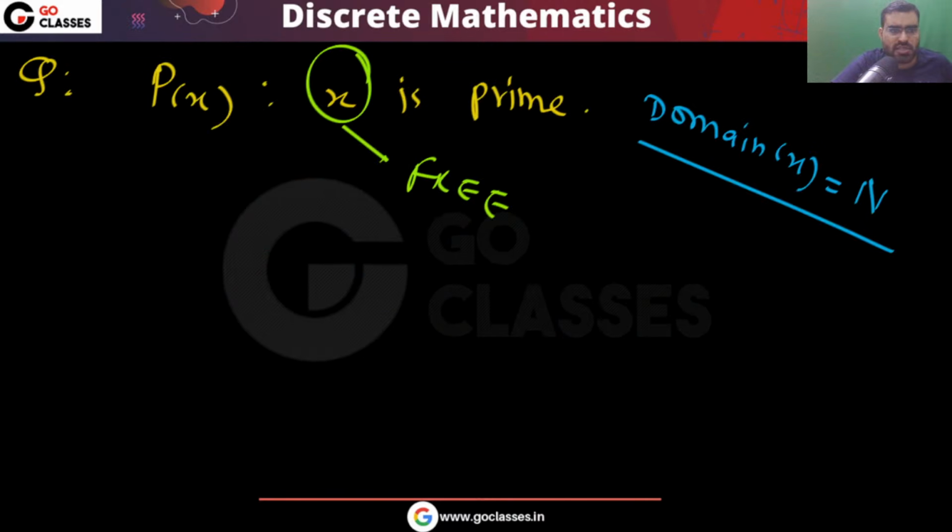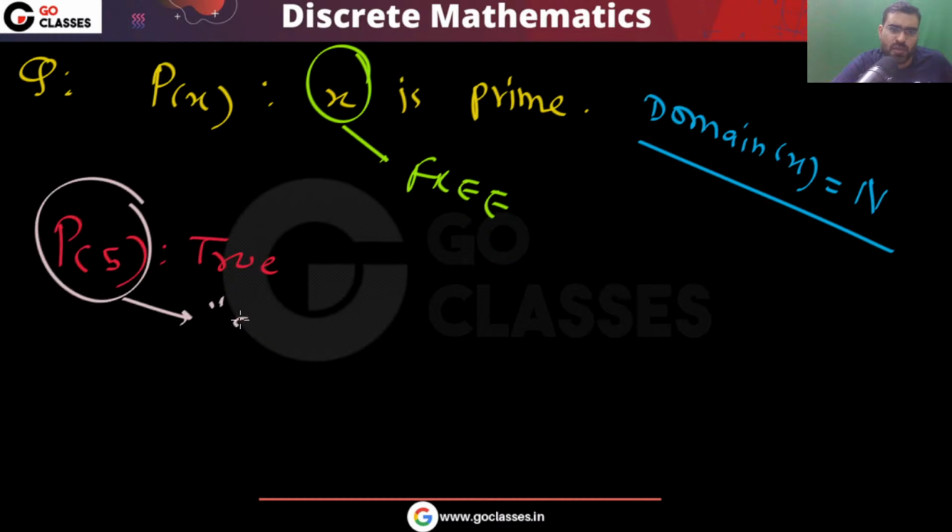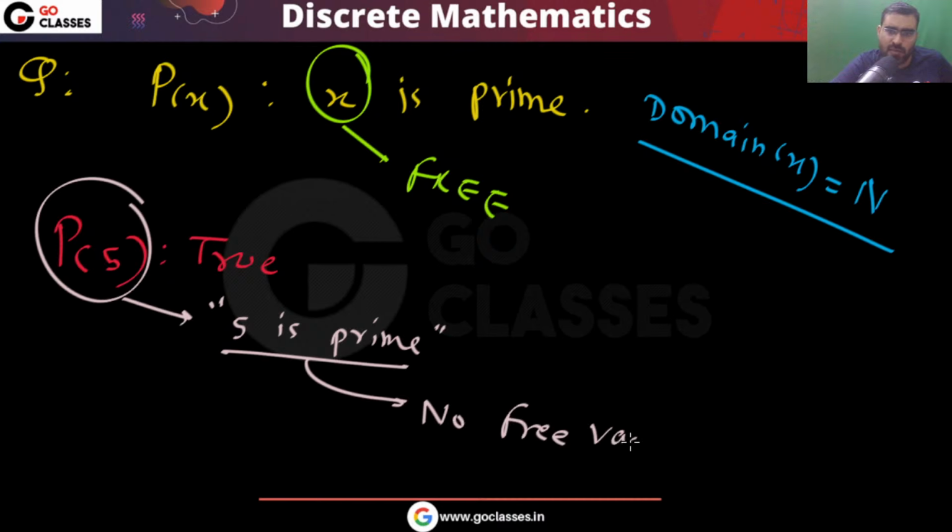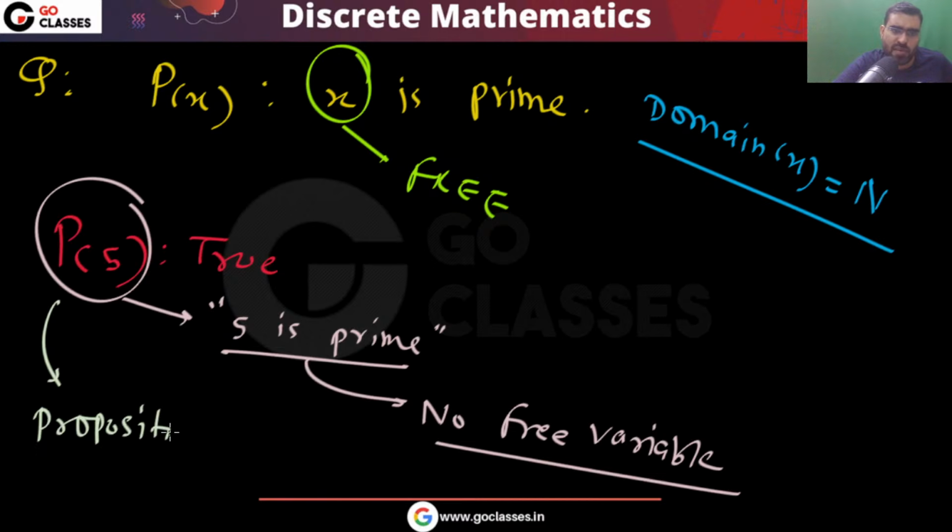The second point you can see in the same question: if I ask you what is P5, then you can say that is true. Then it is a proposition, because now there is no free variable, right? This P5 is prime. Now in this there is no free variable. It is a proposition because there is no free variable.